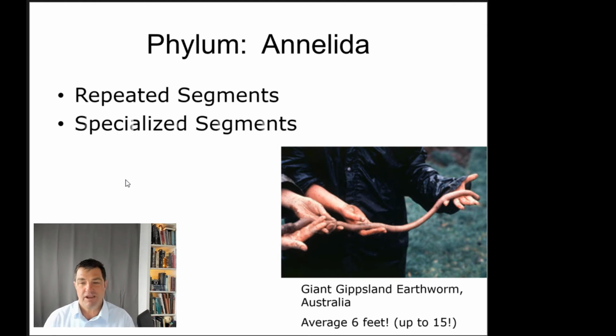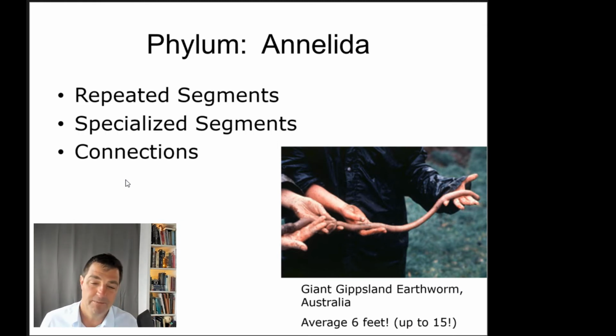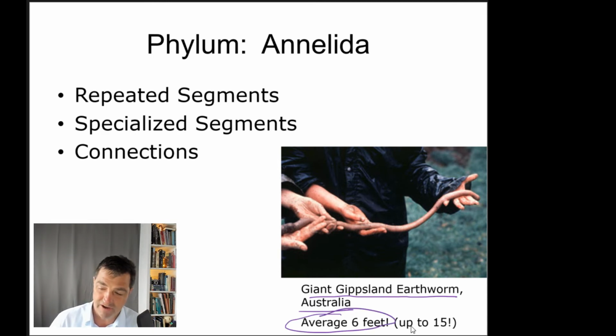Okay. Next we have the phylum Annelida, which includes the giant Gippsland earthworm in Australia, which on average gets 6 feet. Everything's big and scary in Australia. They found some as big as 15 feet. It's found in a very particular part of Australia, and only on certain farms, it seems. So it's an endemic species to very particular parts of Australia.